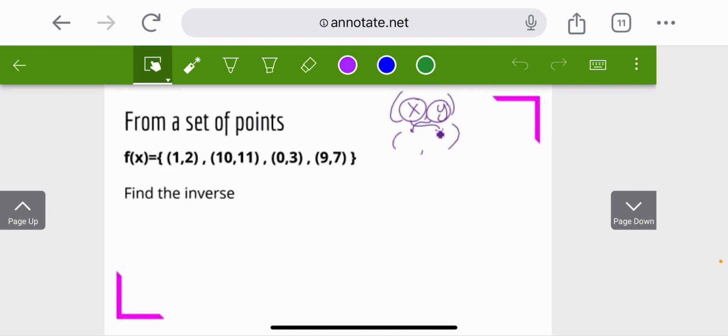So for each of these individual points, I'm going to take my x, I'm going to take my y, and I'm going to make them change places. So what was my x becomes my y, and what was my y becomes my x. So 1, 2, when we take the inverse, becomes 2, 1. Physically change places.